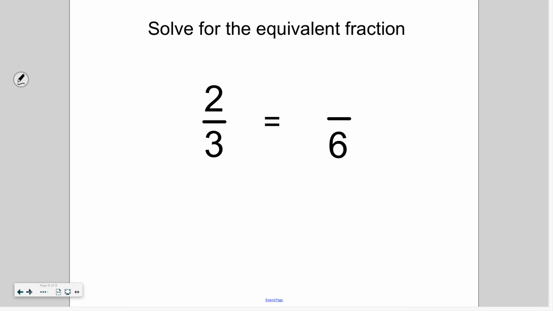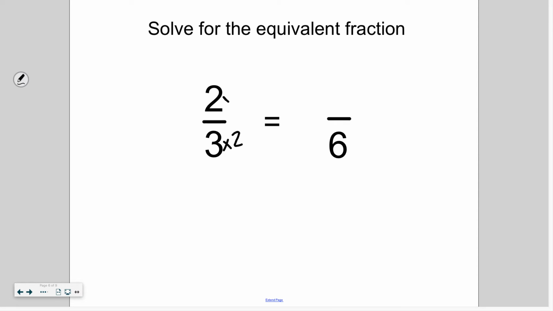So what about this? I'm not picking any random fraction. I have a specific denominator that I'm trying to find. So I have 2/3 is equal to how many sixths? Well, I'm still going to multiply. I want to get from 3 to 6. So I'm going to multiply by 2, right? Because 3 times 2 is 6.